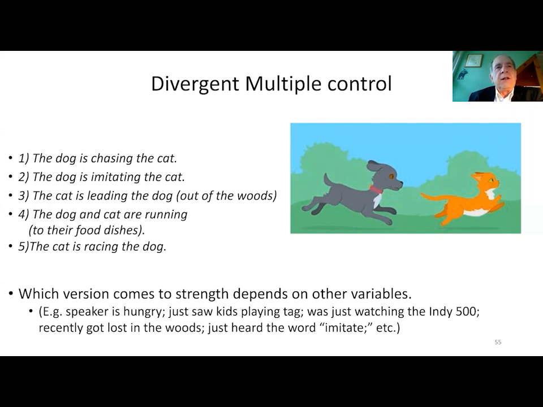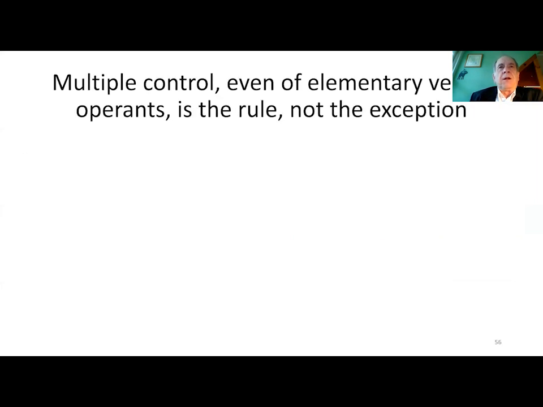So if the speaker is hungry, perhaps the speaker will say the cat and dog are running to their food dishes. If the person just saw kids playing tag, they might interpret the picture as a game of tag, and so on. Now, multiple control, even of the elementary verbal operants, is the rule, not the exception. It's quite unusual for a verbal response to be under pure tact control, mand control, intraverbal control, and so on.